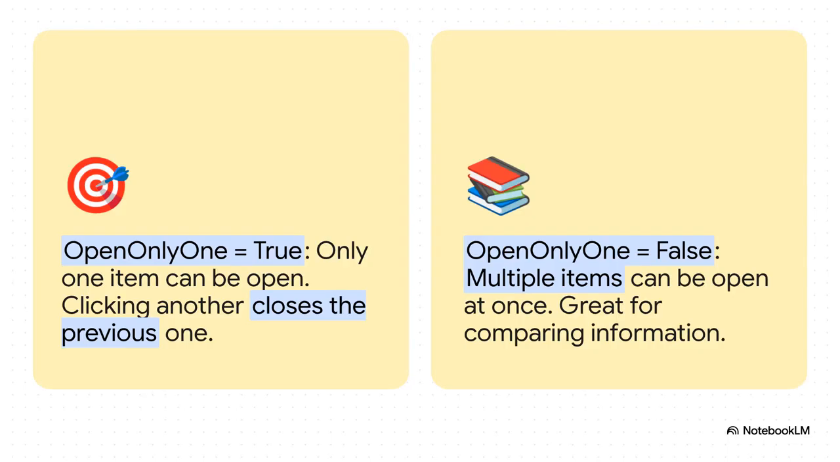So here's what that actually means in practice. When OpenOnlyOne is true, clicking on a new item automatically snaps the old one shut. Simple. But if you set it to false, your users can open as many sections as they want, which is actually perfect if they need to compare information between different panels.